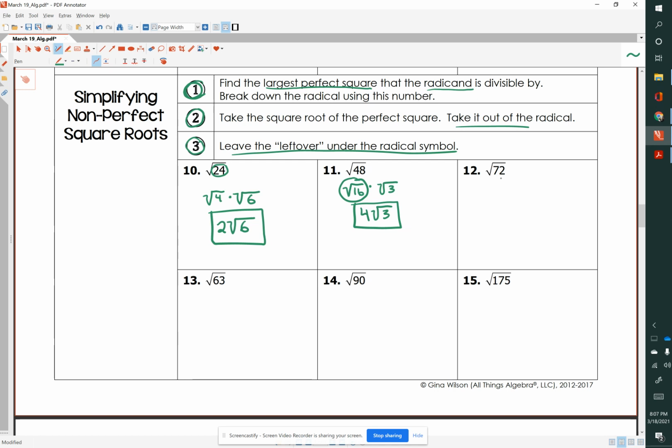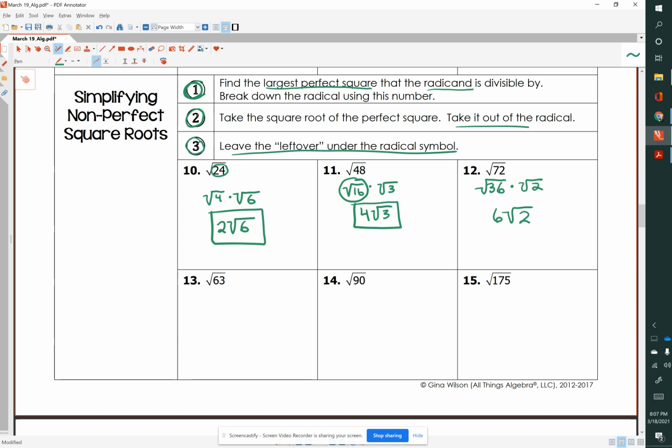Number 12, the largest perfect square is 36, and what would be 36? Square root of 36 times the square root of 2. So the square root of 36 is 6, so that would be 6 times the square root of 2.